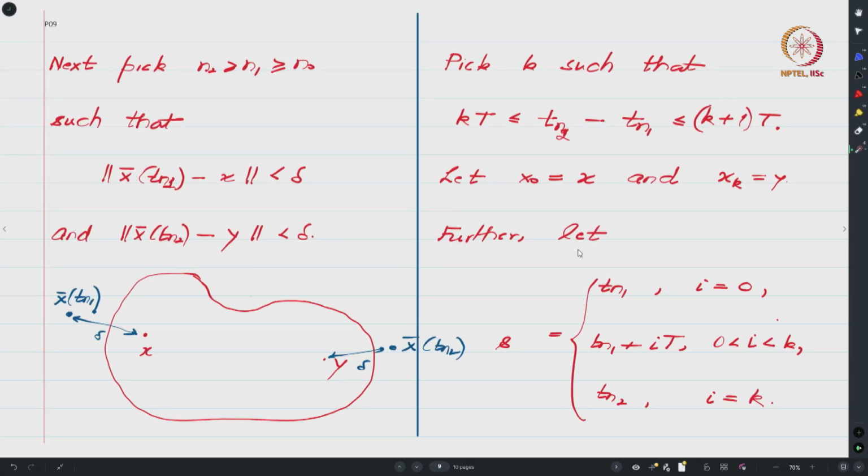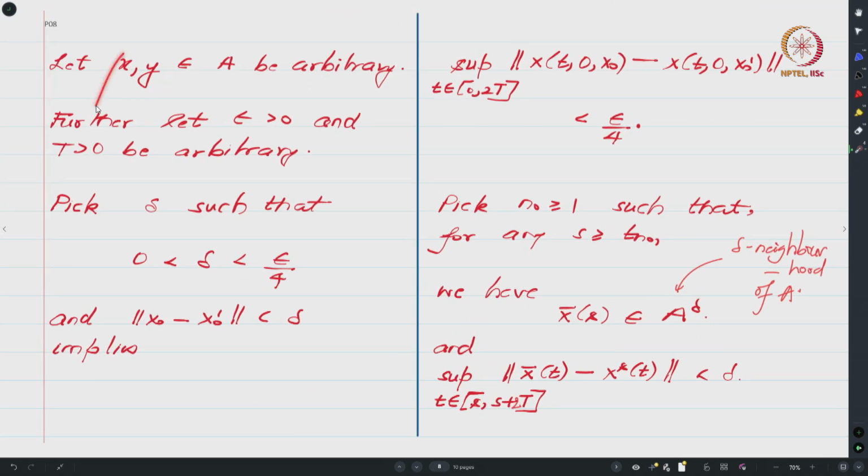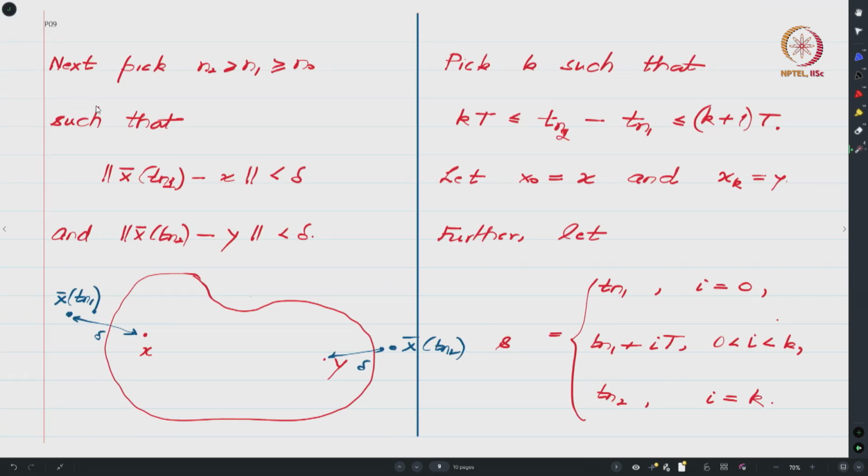Now we are going to pick n2 and n1 such that n2 is bigger than n1 and n1 is bigger than n0, such that the value of the linearly interpolated trajectory is delta close to x. Recall that x and y were the arbitrary points that we had chosen. So x bar t_{n1} is delta close to x and x bar t_{n2} is delta close to y.